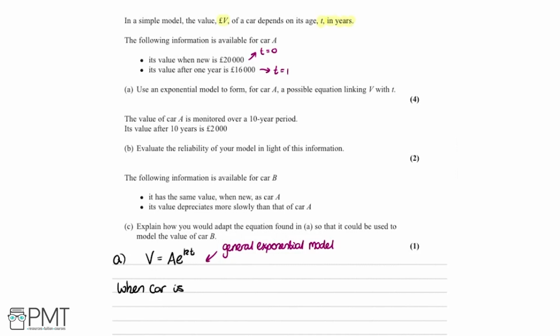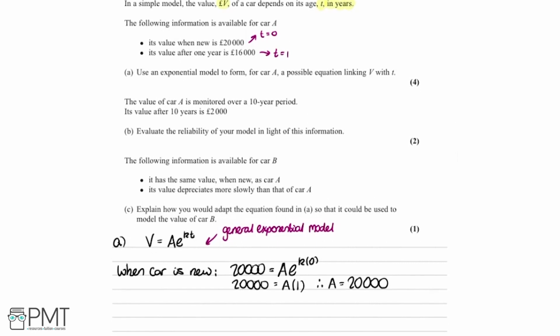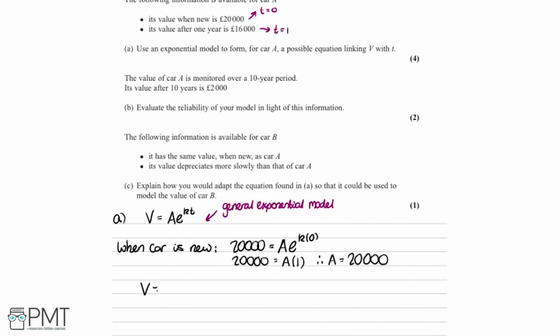When the car is new, we've got the 20,000 equals A E to the K multiplied by 0. And we know anything to the power of 0 is just 1. So that means you just have A multiplied by 1. So therefore, A equals 20,000. Brilliant. So we can write our updated model here. So we have V equals 20,000 multiplied by E to the power of KT.